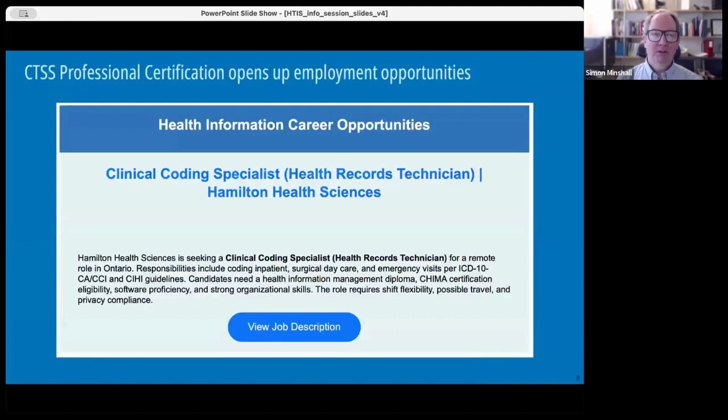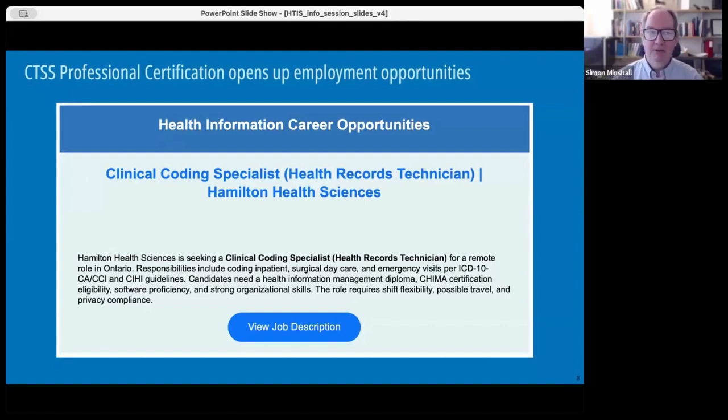So I mentioned the other benefit, one of the tangible benefits if you're looking for work in the area: CHIMA offers a job board. They posted one recently, a posting for a clinical coding specialist at Hamilton Health Services. That's over in Ontario. And so they'll do things like that. Ads for positions like this that require the CTSS will definitely show up on CHIMA's website.